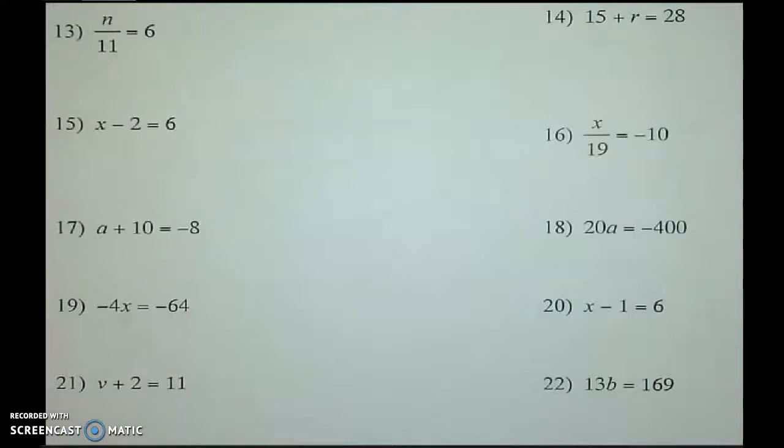All right, so let's look at this bottom part. Our directions say to solve each equation. Now, each of these equations is a simple, just one-step equation. So our goal when we solve equations is we want to isolate the variable. We want to get the variable all by itself.